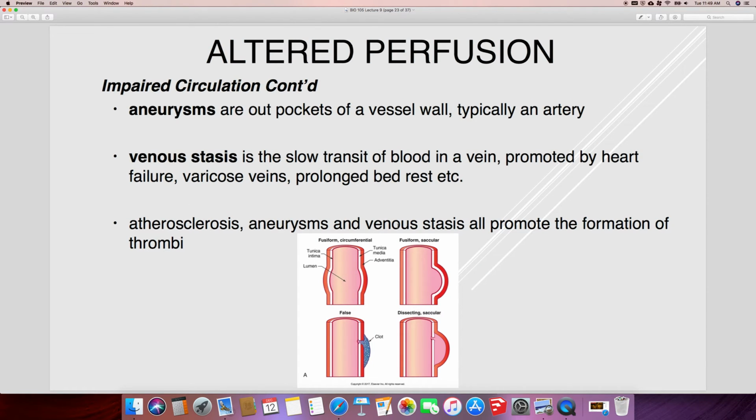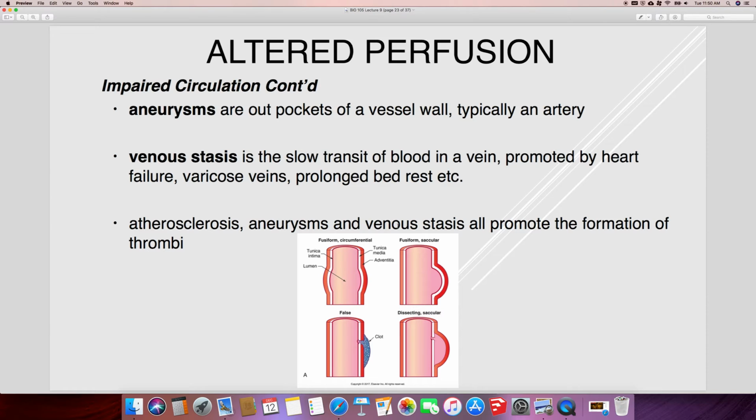Okay, we talked about aneurysms. Aneurysms are just these outpocketings of a blood vessel wall, typically in reference to an artery. Aneurysms are only really dangerous once they rupture. Okay, an aneurysm doesn't kill you, but a ruptured aneurysm can. Common places for these to form include the carotid arteries or the abdominal aorta. Again, you don't need to worry about that. Just understand what an aneurysm is.